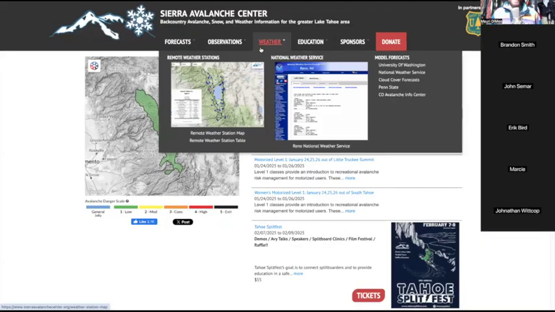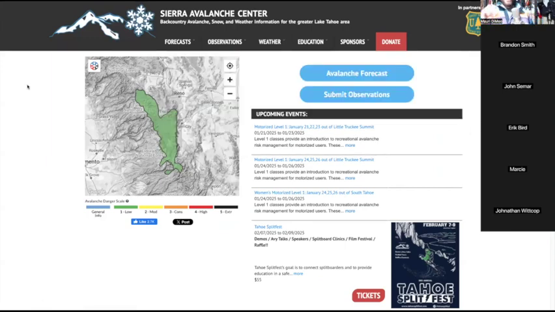Alrighty, so you should see the Sierra Avalanche Center up on the screen. And this is the home page for any Avalanche Center. They're going to be generally the same and have generally the same information. They're all going to navigate a little bit differently.